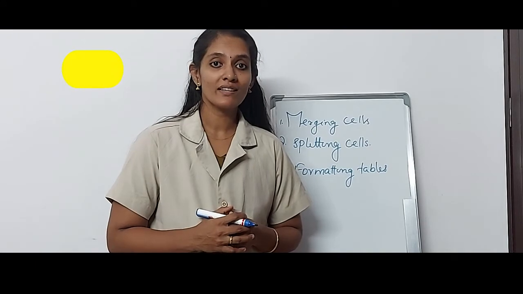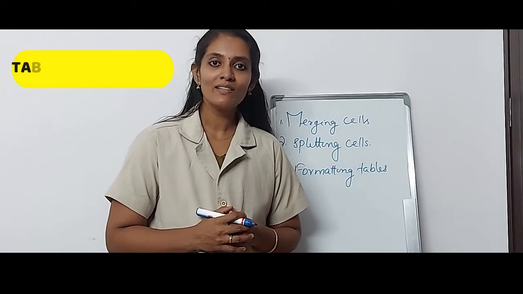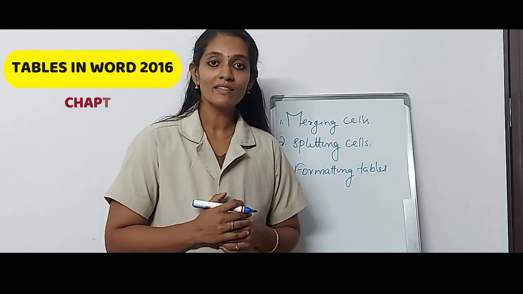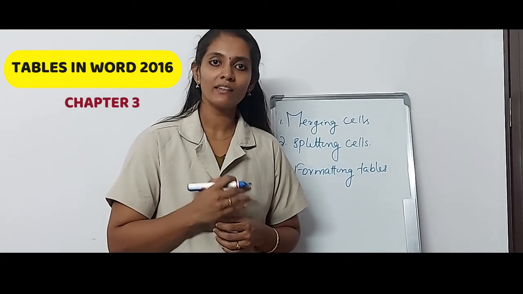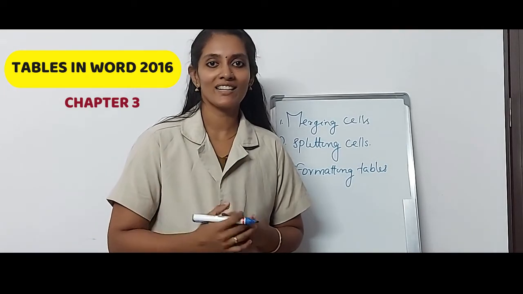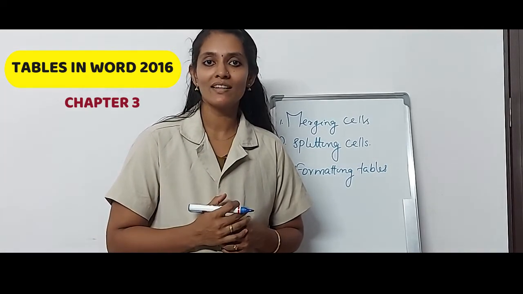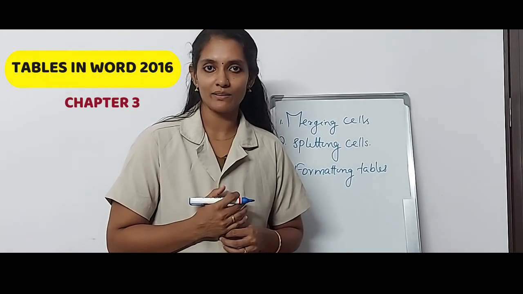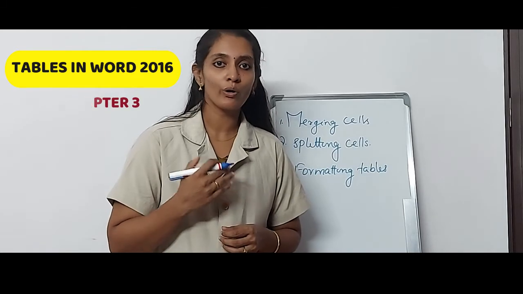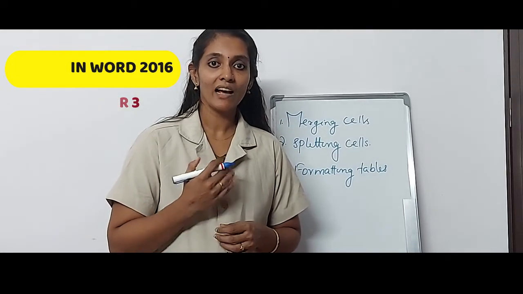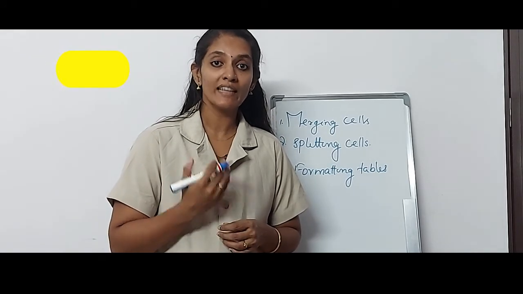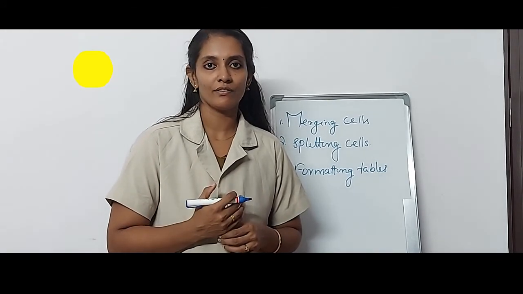Last class we discussed tables in Word 2016. Table means it's a collection of rows and columns. A row is a horizontal section in a table and a column is a vertical section in the table. And then we discussed how to insert a row or column in a table, how to delete a row or column, and then how to delete the table itself.